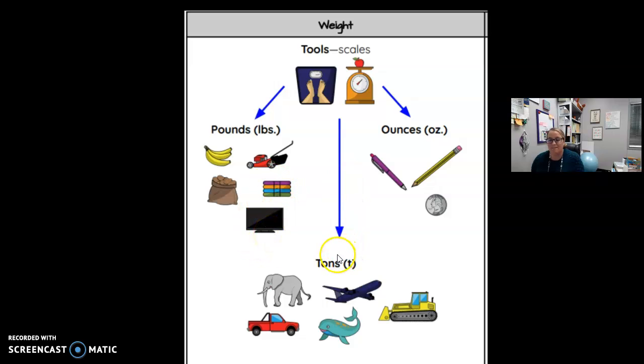The other one you have is tons. Now, you hear people say stuff all the time like, it weighs a ton. Well, if it weighs a ton, that means it has to be at least 2,000 pounds or bigger. So if you think about that, we have elephants, airplanes, trucks, whales, tractors. So things that are really, really, really big.